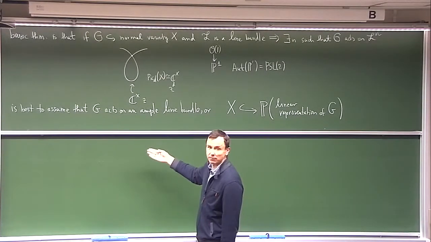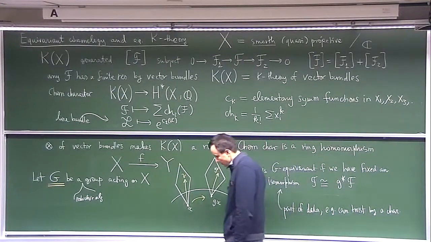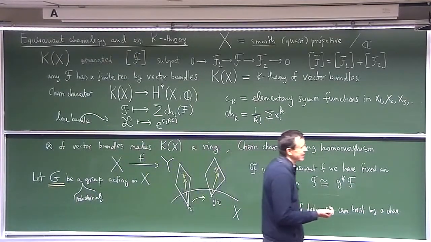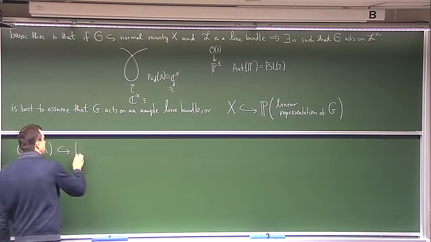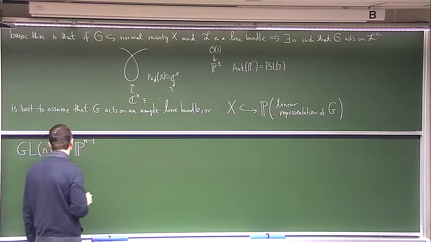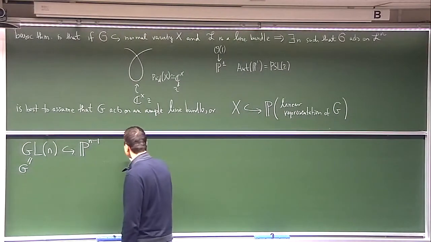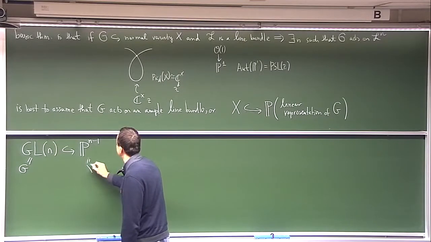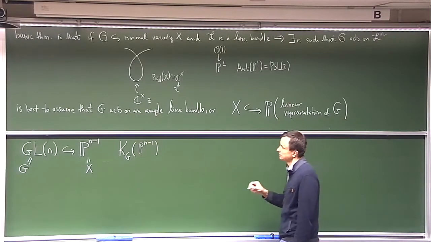Let's compute a basic example, since we had some discussion of what is the homology of projective space. GL_n acts on projective space, so maybe this may be my group. Let's compute the G-equivariant K-theory, where X is projective space. This is a good exercise to do.